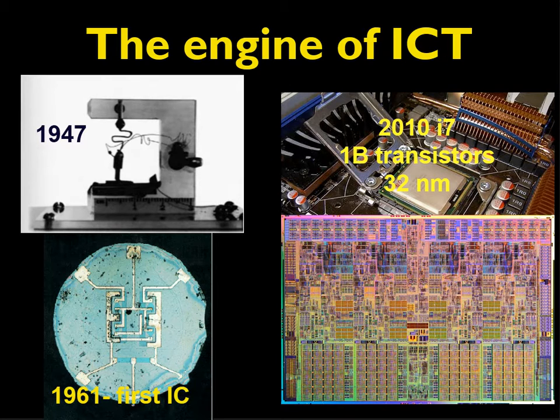The transistor was invented in 1947 at the Bell Labs. The first semiconductor transistor. Of course, you know already what is a transistor, and it is useful as an amplifier for analog applications and as a controlled switch for digital applications.